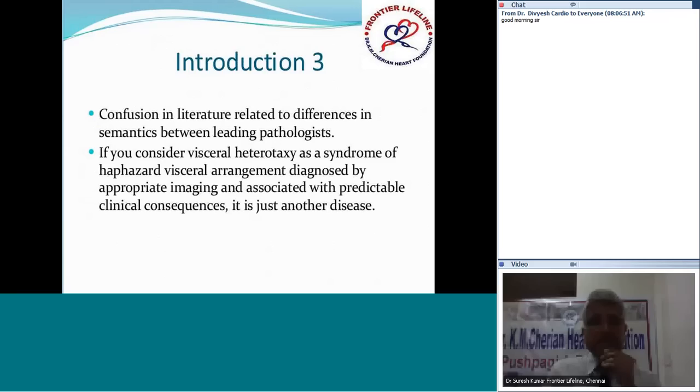And the confusion in the literature has related to differences in semantics between leading pathologists. But if you as clinicians would consider heterotaxy as a syndrome of abnormal visceral arrangement, which you can diagnose by appropriate imaging and associated with predictable clinical consequences, it is just another disease.